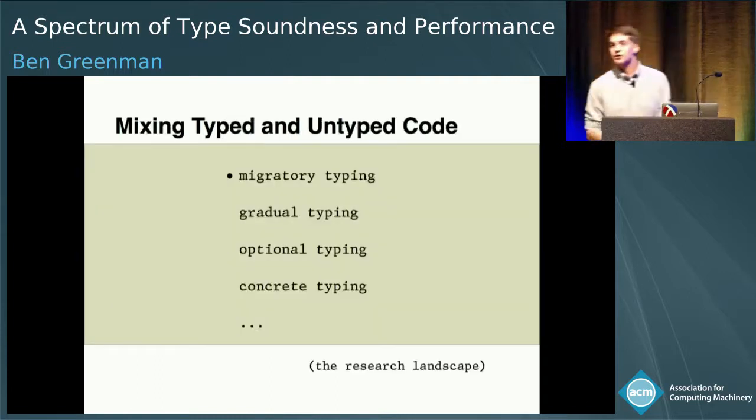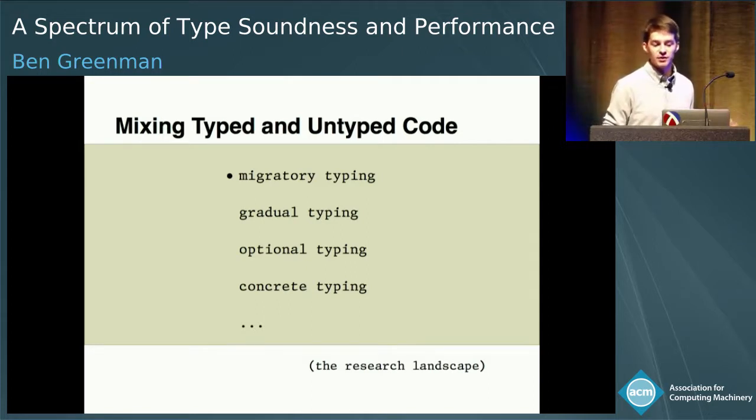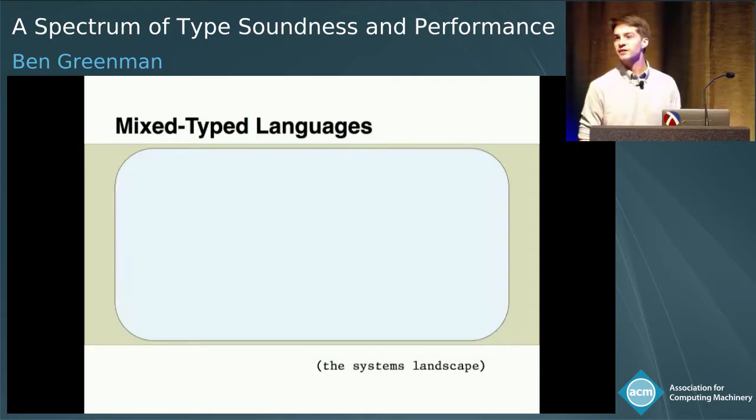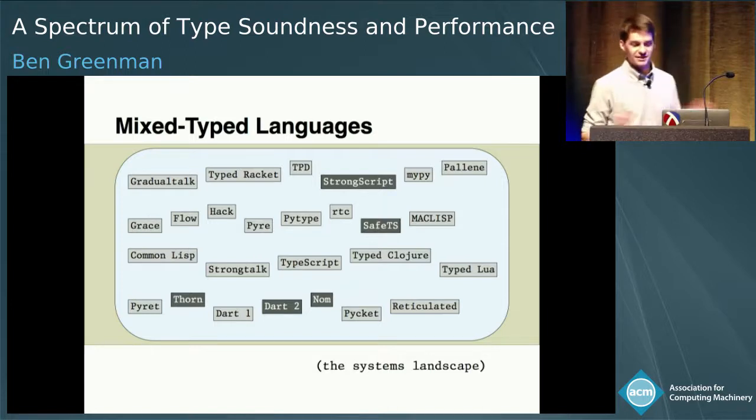So that is migratory typing, and it's in the same research area as gradual typing, optional typing, concrete typing, and many others. We're fortunate in this research landscape that besides theoretical ideas, we also have a whole space of practical implementations. The swimming pool here represents the system space of gradually typed languages. I'm going to say from now on, mixed-typed languages. Here are a few of the names in this space, and you can see there are lots of names.